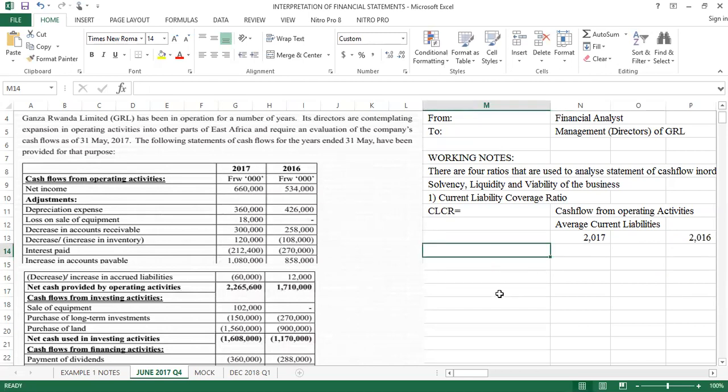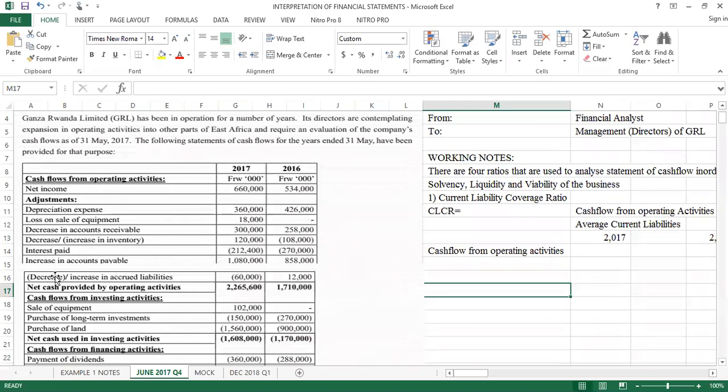So what is the cash flow from operating activities? Net cash flow, of course, from operating activities. What are our net cash flow from operating activities?